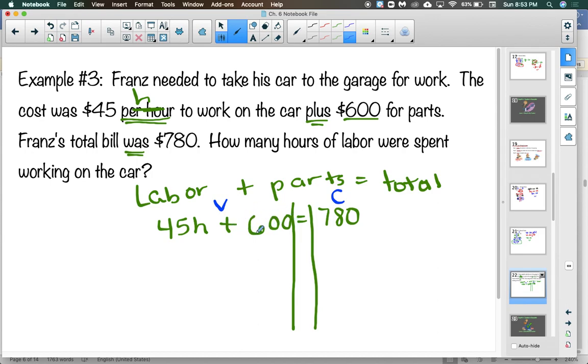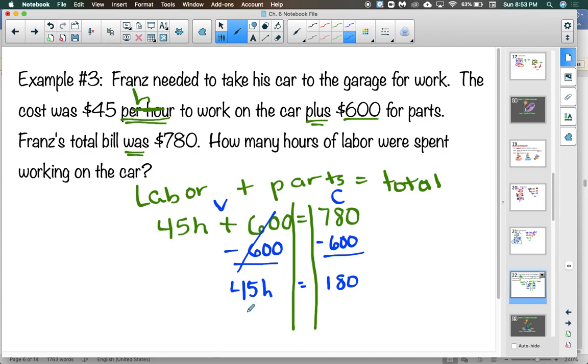How do I get rid of a plus 600? Well, I do the inverse operation and I subtract 600. I do that to both sides to keep it nice and balanced. I have 45h left on the variable side and 180 left on the constant side. So one term on the variable side, one term on the constant side. That means I have finished the separate step and now I have to solve.